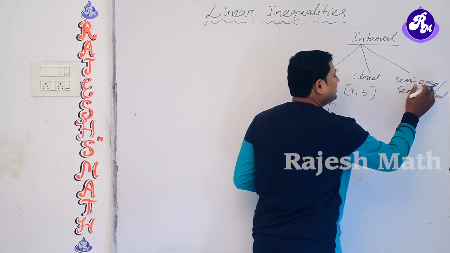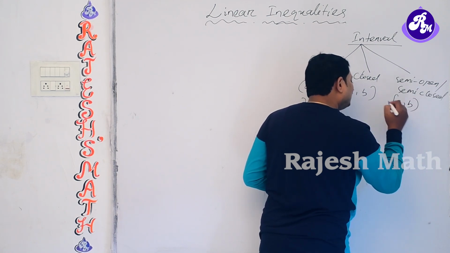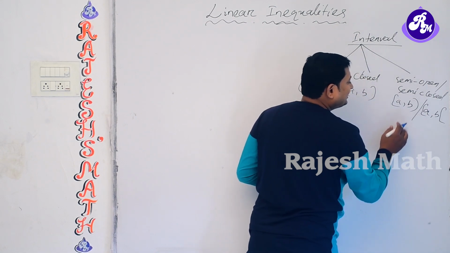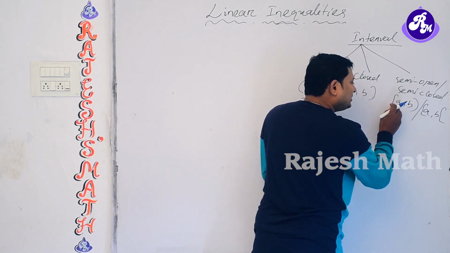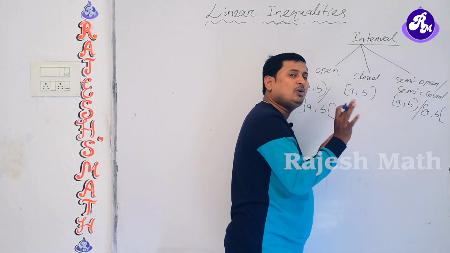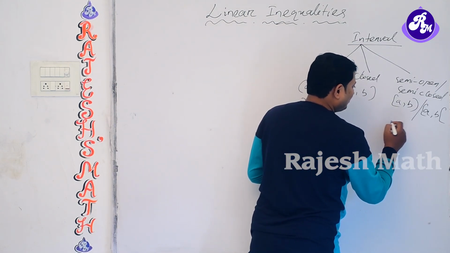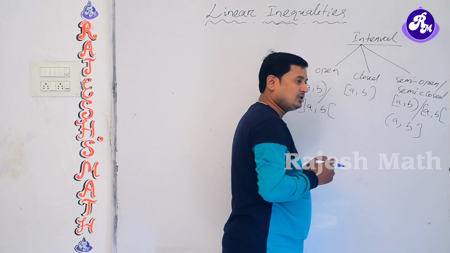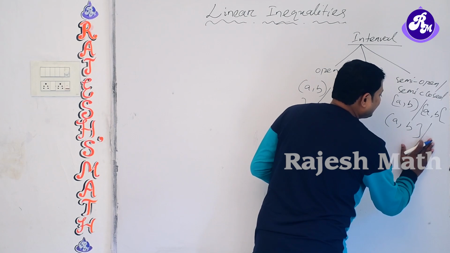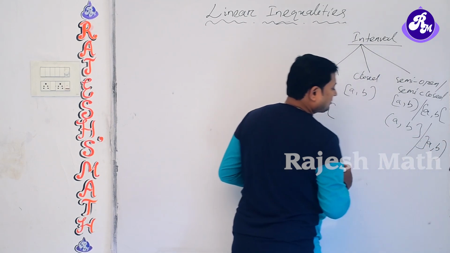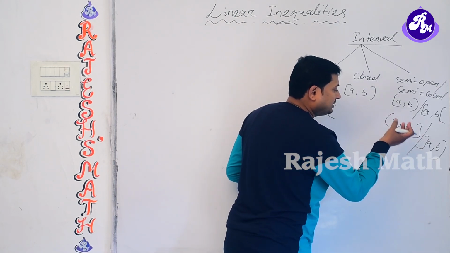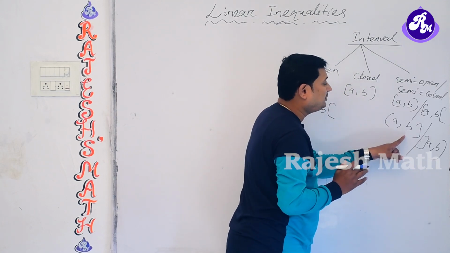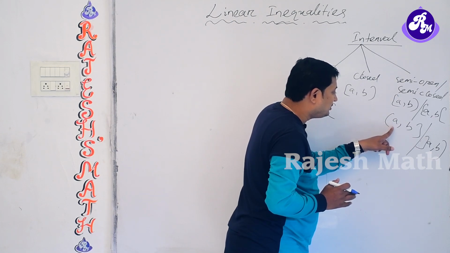Now in a semi-open interval, suppose I have taken a within the closed bracket and b within the open bracket, that is [a, b). Then it indicates that all the numbers will be included from a up to b. That means b will not be included, b will not be counted. Another example I am giving you: a within the open bracket and b within the closed bracket, that is (a, b]. So it indicates that all the integers, all the fractions, all the decimals will be counted from a, but a will not be counted, up to b. B will be counted, or b will be included. A is not included, b is included.